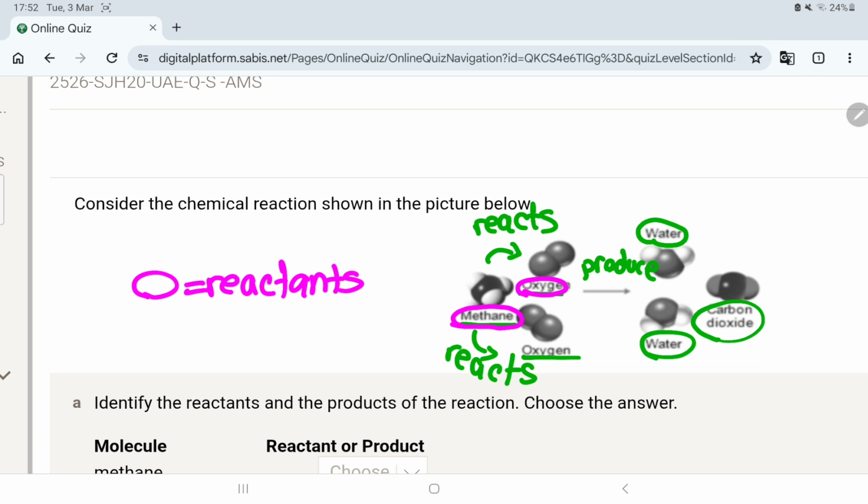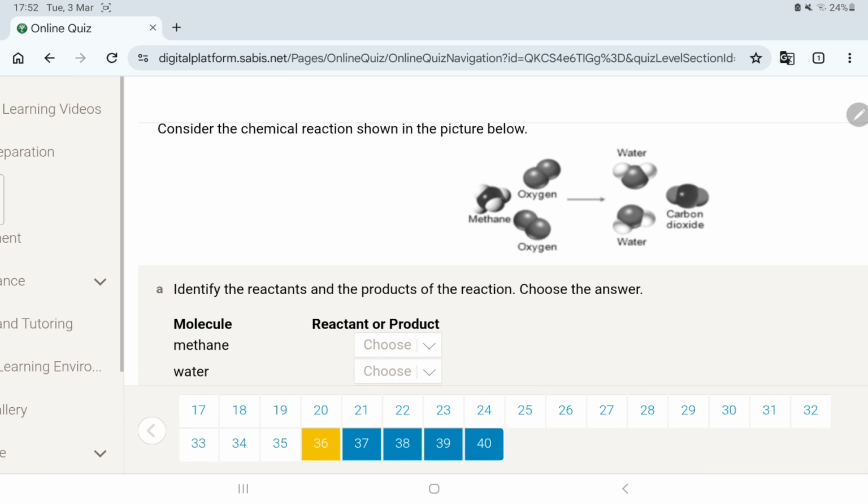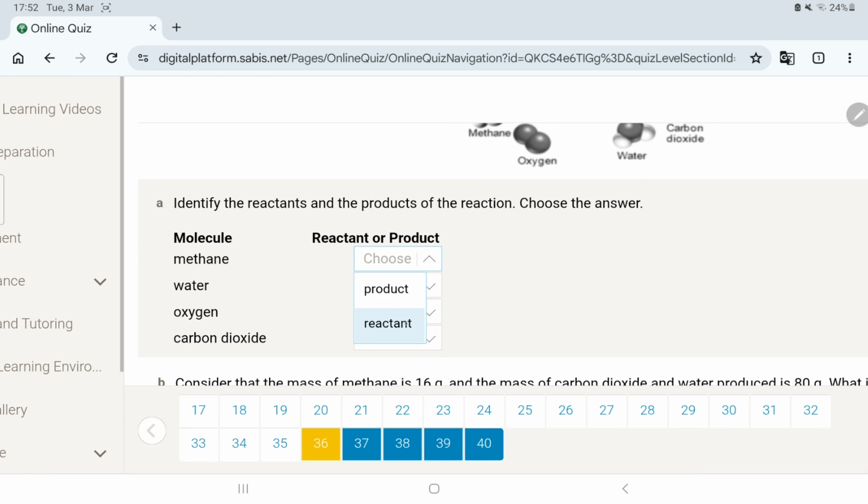To produce, what does it produce? Product. So what does it produce? Water and carbon dioxide. Okay? So methane is a reactant. Why? Because it reacts with oxygen to produce, what does it produce? Water and carbon dioxide.